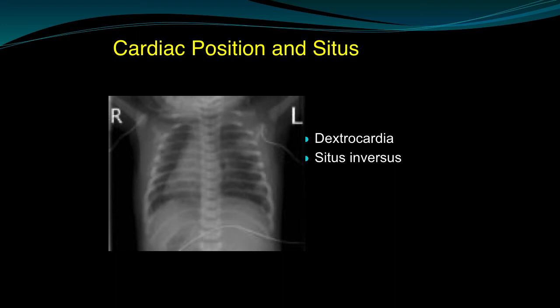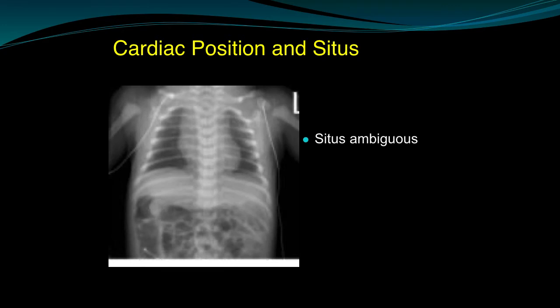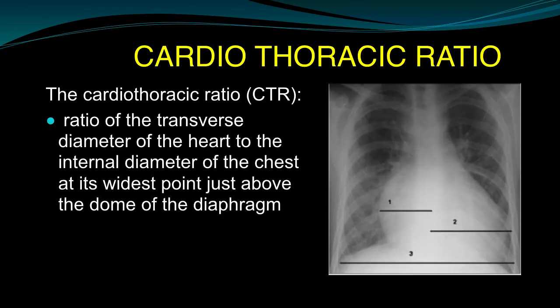So you have a situs inversus. Okay, then you have a situs ambiguous heart. The heart is mesocardic and you have a bilobed liver. Now, the next thing that you have to determine is the cardiothoracic ratio.